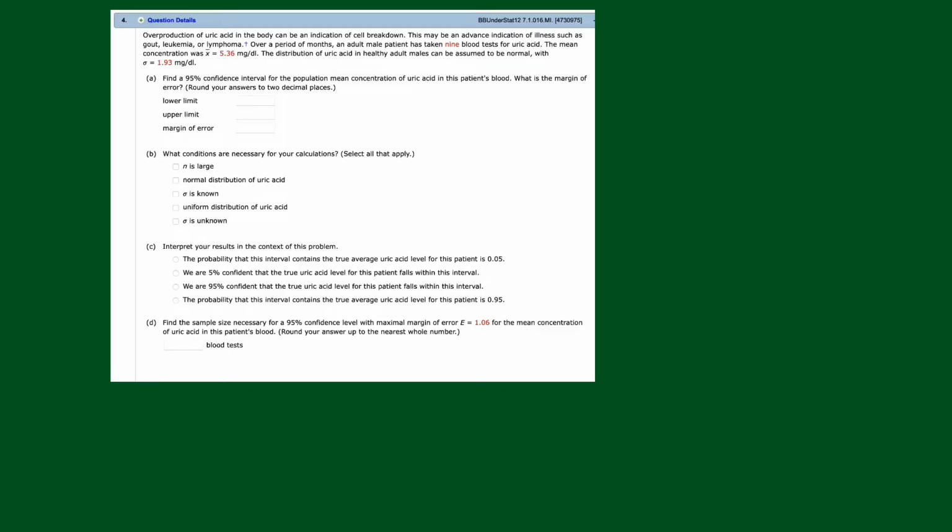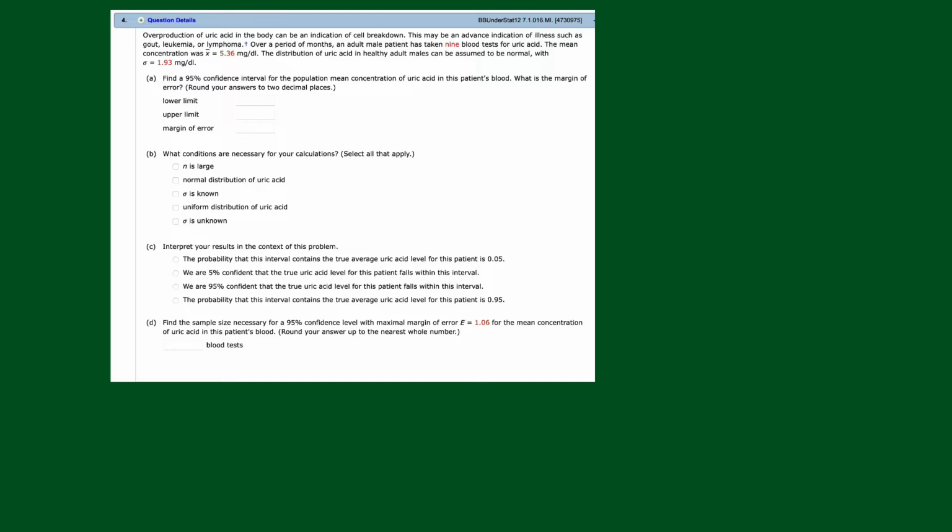Section 7.1, problem number 4, tells us that overproduction of uric acid in the body can be an indication of cell breakdown. This may be an advanced indication of illness such as gout, leukemia, or lymphoma. Now, over a period of months, an adult male patient has taken 9 blood tests.